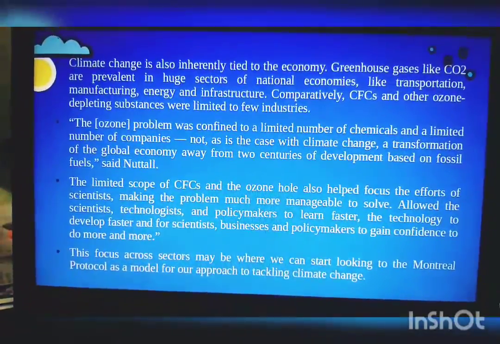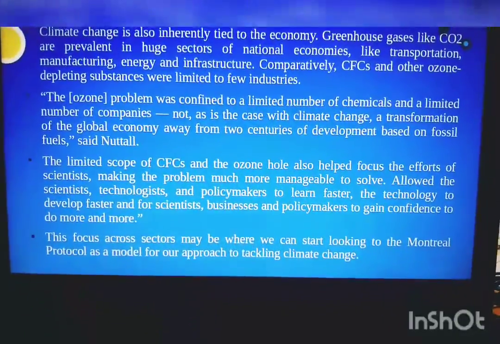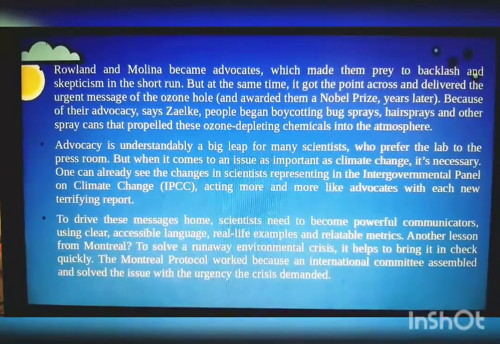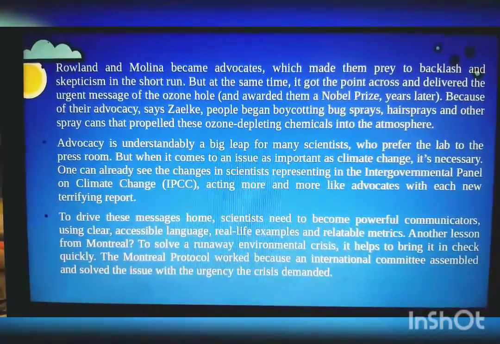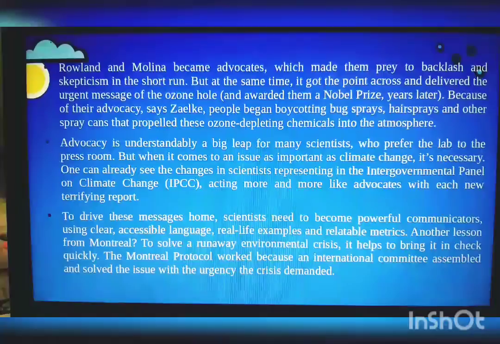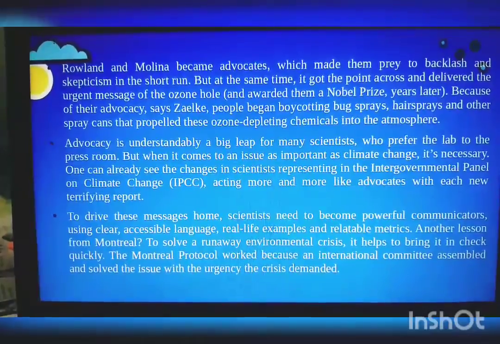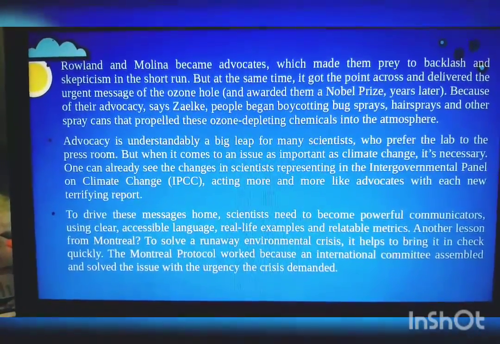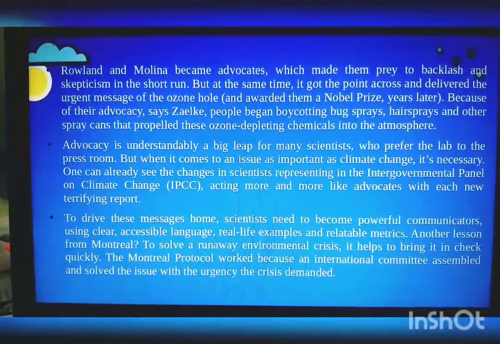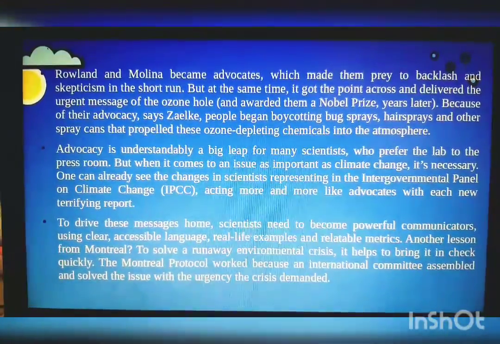The focus across sectors may be where we can start looking to the Montreal Protocol as a model for our approach to tackling climate change. Roland and Mariana became advocates, which made them prey to backlash and skepticism in the short run. But at the same time, it got the point across and delivered the urgent message of the ozone hole and rewarded them a Nobel Prize years later. Because of their advocacy, says Salke, people began boycotting bug sprays, hair sprays, and other sprays that can propel these ozone depleting chemicals into the atmosphere.